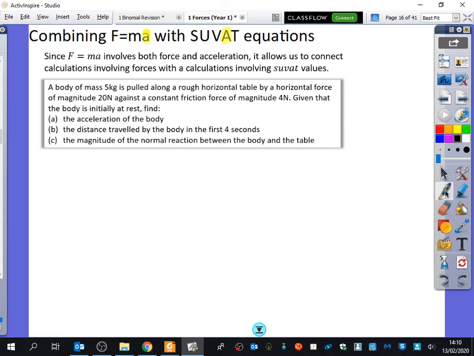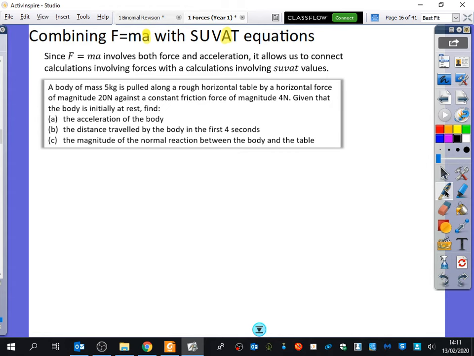A body of mass 5 kilograms is pulled along a rough horizontal table, meaning that it's got some friction, by a horizontal force of magnitude 20 newtons against a constant friction force of magnitude 4 newtons. Given that the body is initially at rest, find these 3 different things that we've got here.